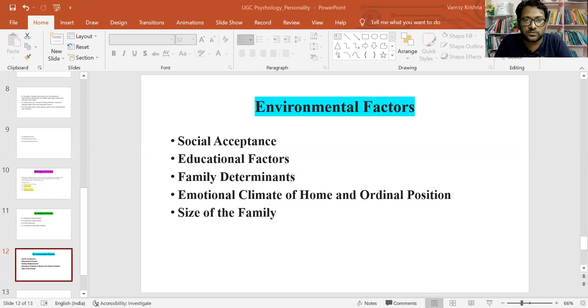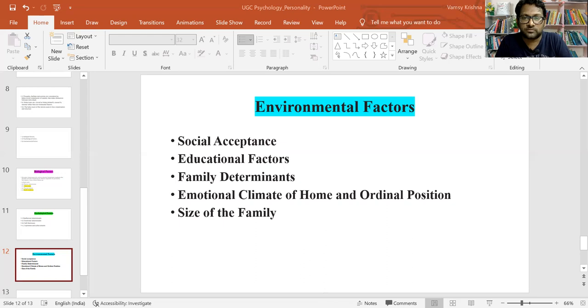So when we talk about other environmental factors, we can talk about educational factors. Coming to educational factors, which is another important factor which influences the development of personality, where schools, colleges, and teachers have significant impact upon the individual development of personality.